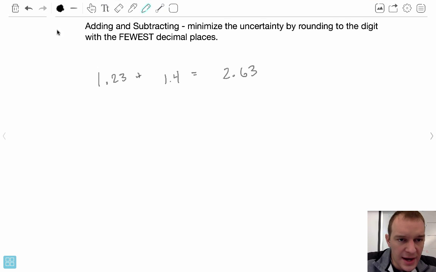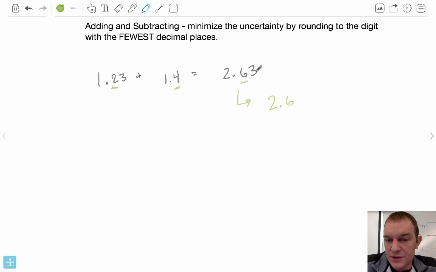Now, we want to round our final answer to the fewest decimal places. We can see that we have only 1 decimal place here, and 2 decimal places here. So we're actually going to round to 1 decimal place. That 2.63 will round to 2.6. The reason why is that the 4 is uncertain in the tenths place, and the 3 is uncertain in the hundredths place on the 1.23.